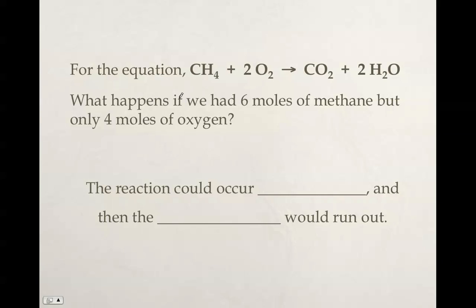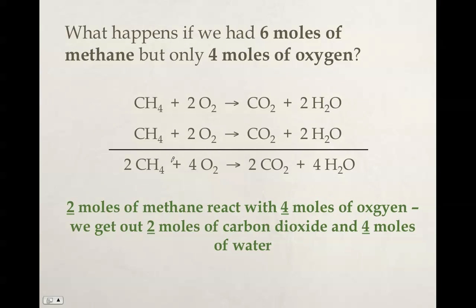We can look at the mole-to-mole ratio of methane and oxygen and know that for every 1 mole of methane, we're going to need 2 moles of oxygen. But what happens if we actually had 6 moles of methane but only 4 moles of oxygen? Because of the mole-to-mole ratio, we would know that the reaction could only occur twice and then the oxygen would run out. So as soon as I run this reaction twice, I have used up my 4 moles of oxygen.